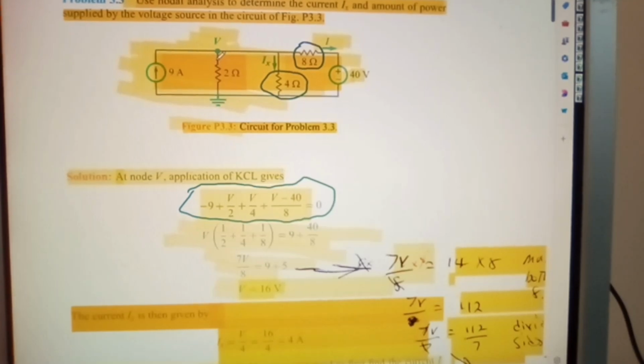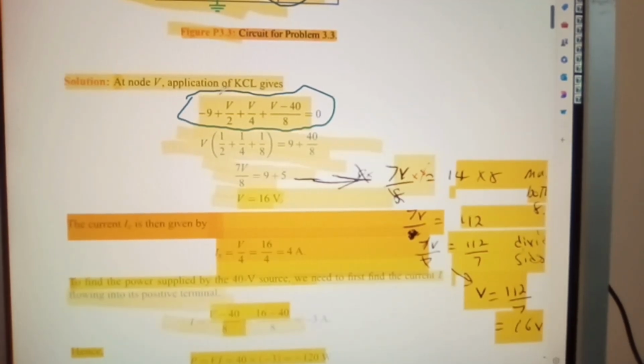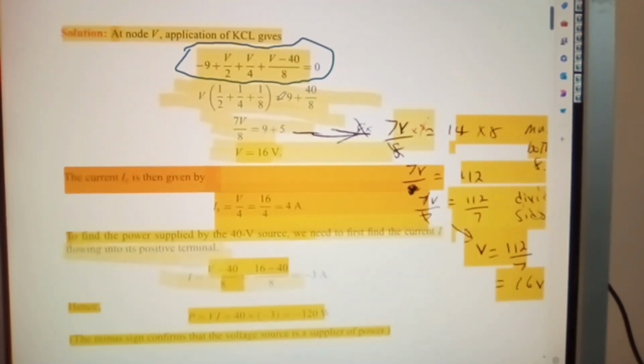Again, draw out the diagram. Make sure you understand where each piece is coming from and what each piece represents. Now, I'm not going to do all the calculations for you. You'll need to do some research for yourselves to make sure you understand the concept behind it. And here we're applying Kirchhoff's current law. Equals 9 plus 40 over 8.